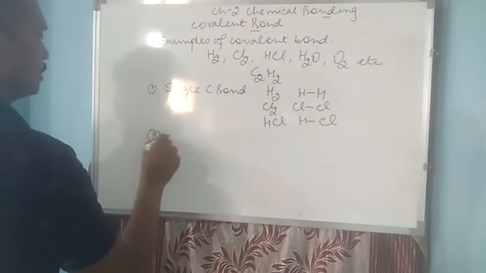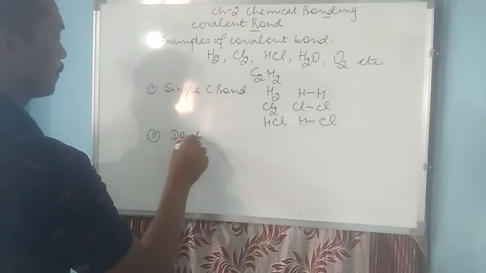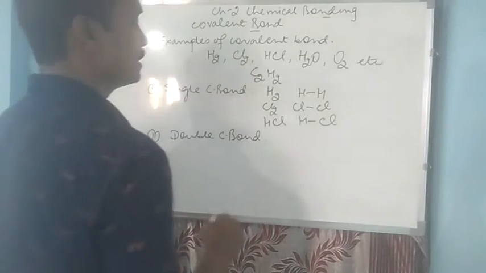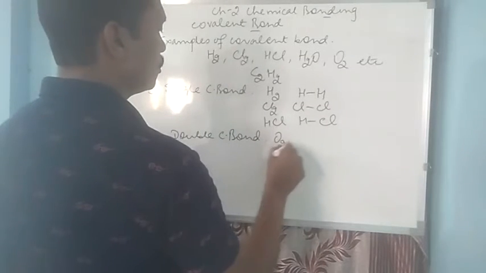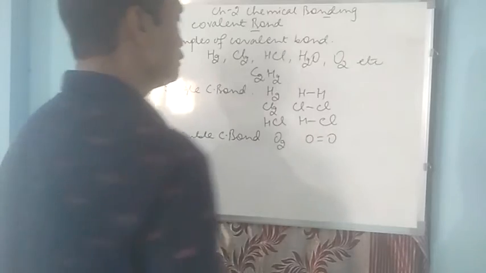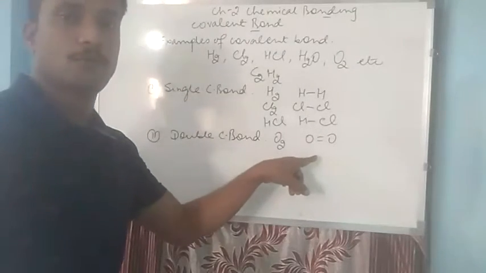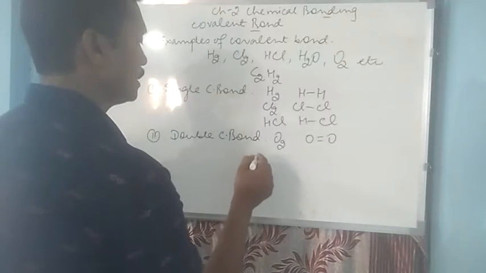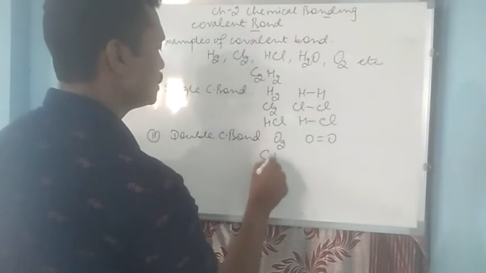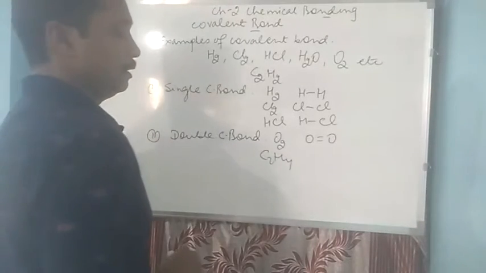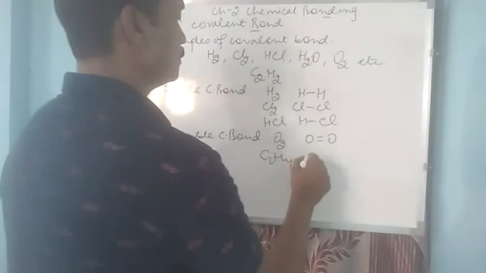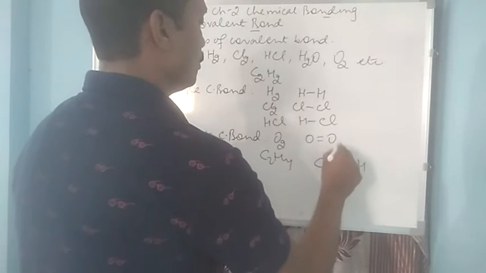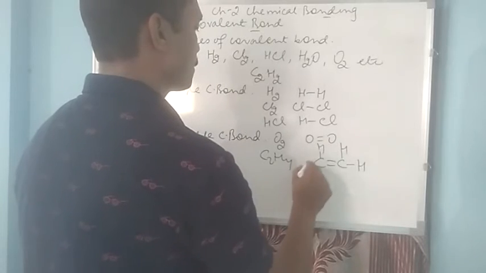Then we can have double covalent bond. Example O2. You can see double bond is there between two oxygen atoms. We can also have an example like C2H4. It is called ethene. So we can have this double bond between two carbon atoms.